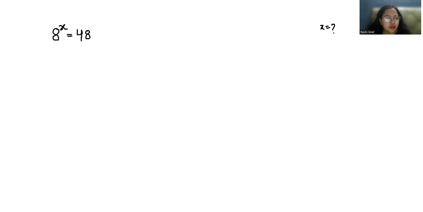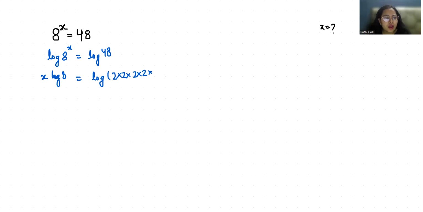So I'm going to take log on both sides. So log 8^x is equal to log 48. And this I can write as x log 8 is equal to log 48, as 2 times 2 times 2 times 2 times 3. So x log 8 is equal to log of 2^4 times 3.